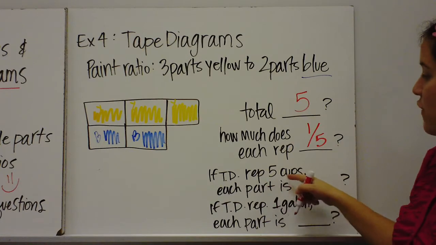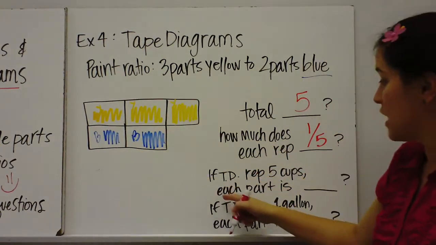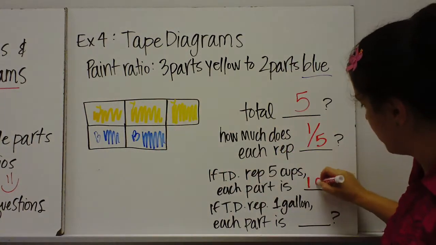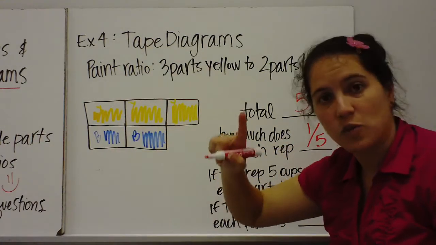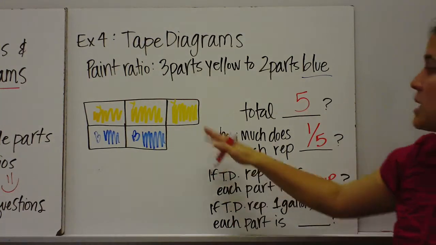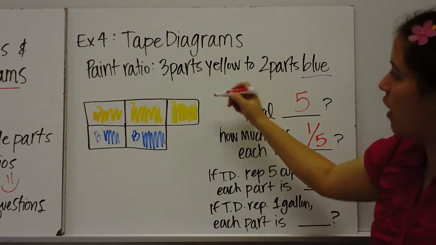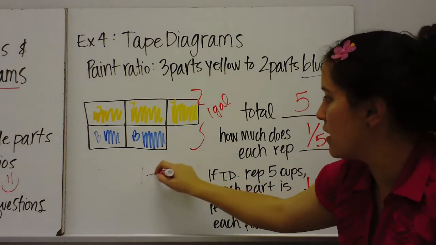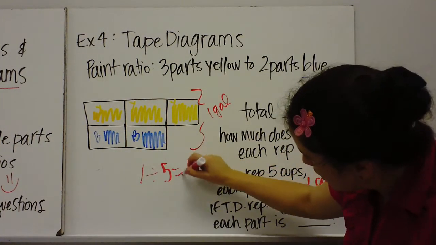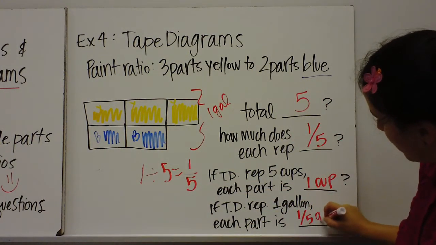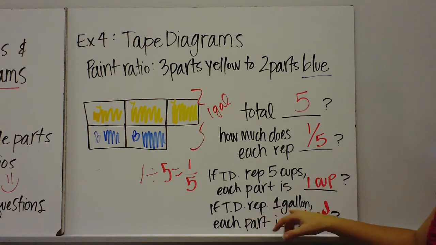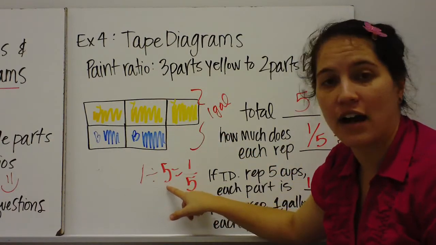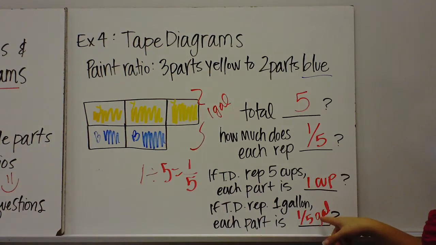If the tape diagram represents 5 cups, so this is equivalent now to 5 cups. Each part is, well, if this is equal to 5 cups, then each of these would be 1 cup. Because 5 divided by 5 is 1. If the tape diagram represents 1 gallon, so all of this total would be 1 gallon. Each part is 1 divided by 5 is 1/5. So 1/5 of a gallon. So let me show you how I got that again. This whole thing represents 1 gallon. And it's 5 parts. So you would do 1 divided by 5 and you would get 1/5. So that's where I got 1/5 of the gallons.